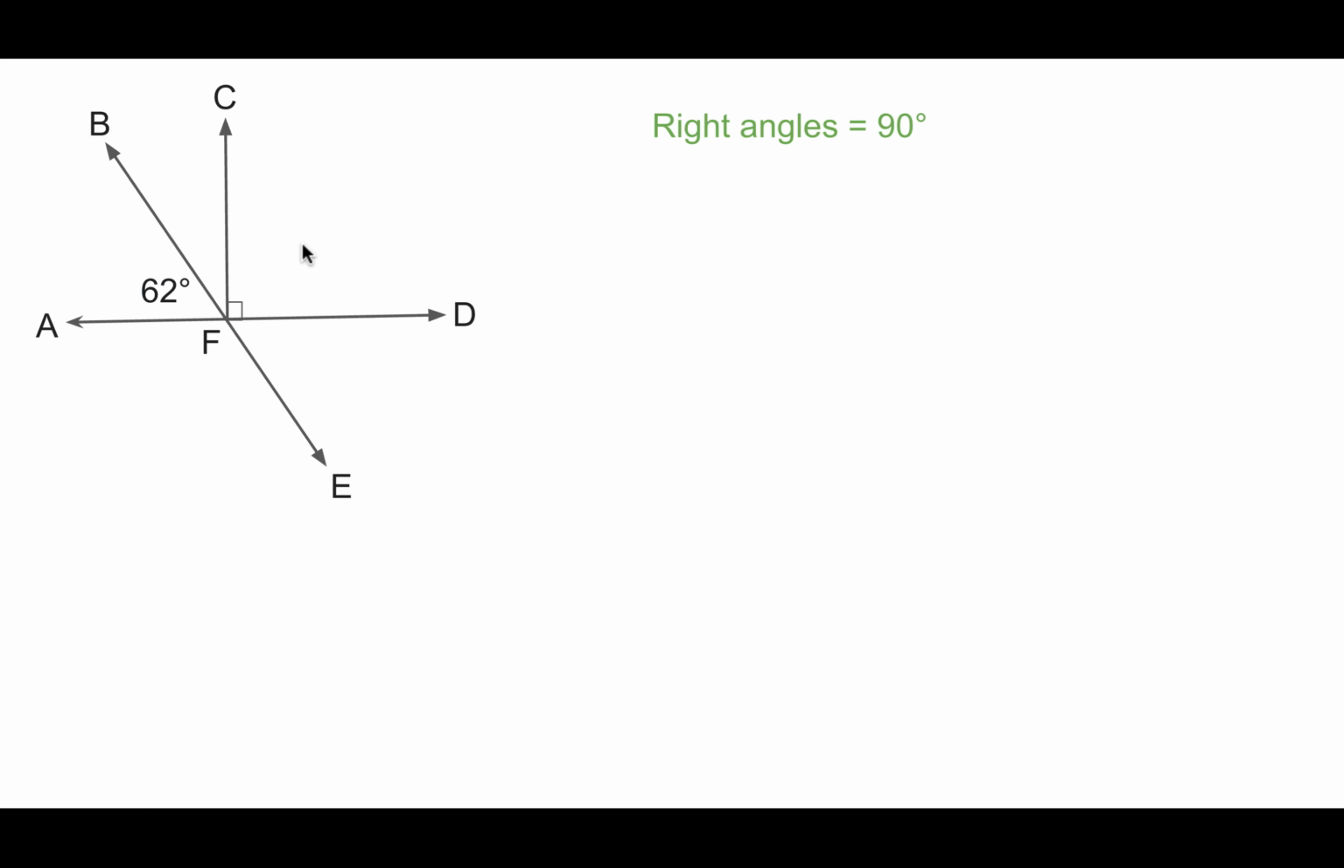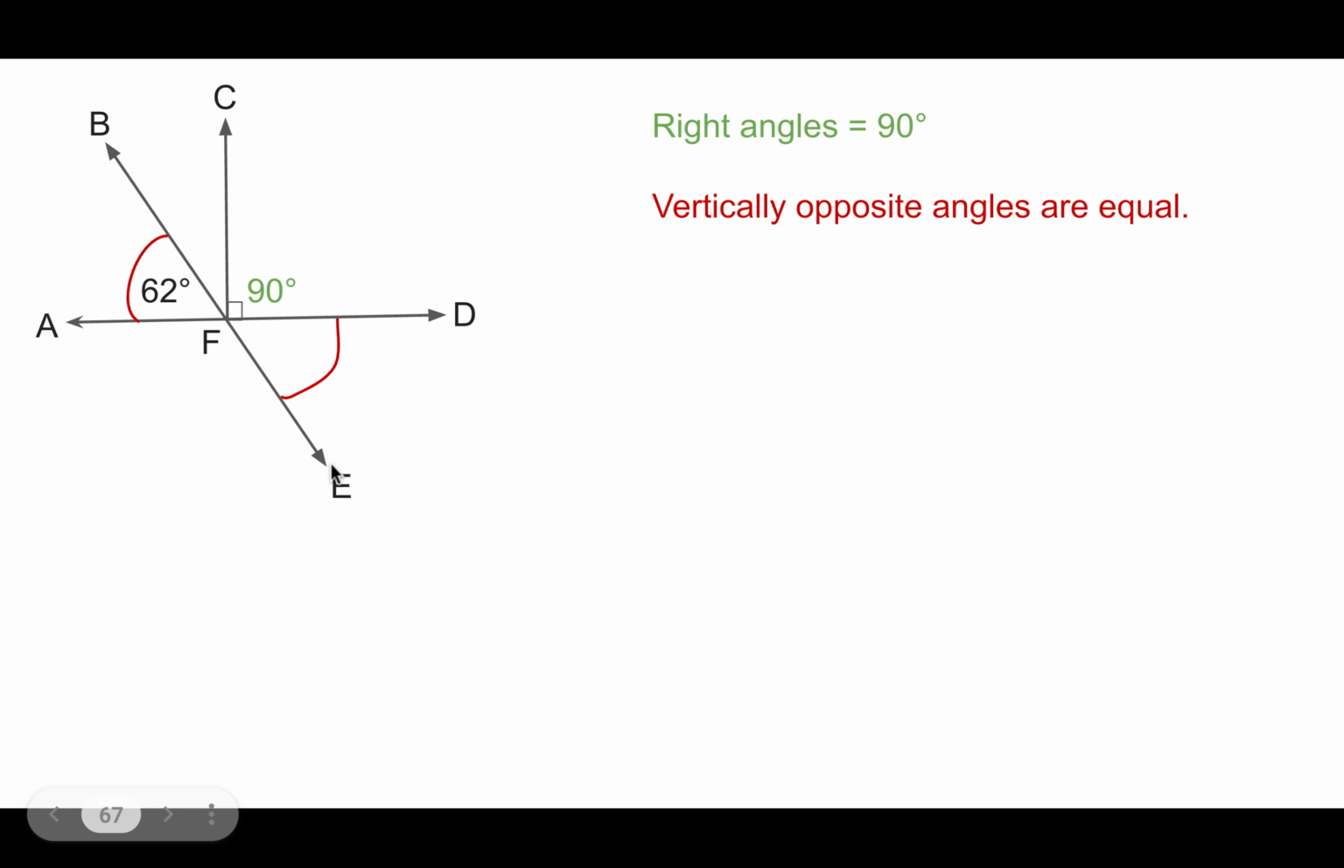For this one, I notice that I have a right angle. So that's going to be 90 degrees. I also know that vertically opposite angles are equal. So therefore, if the angle BFA is 62 degrees, then angle EFD also is 62 degrees.